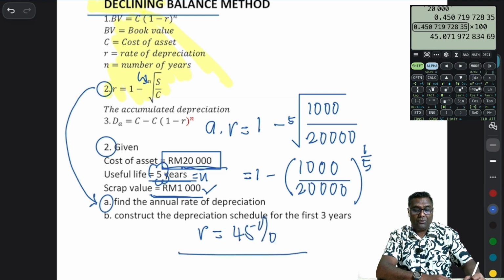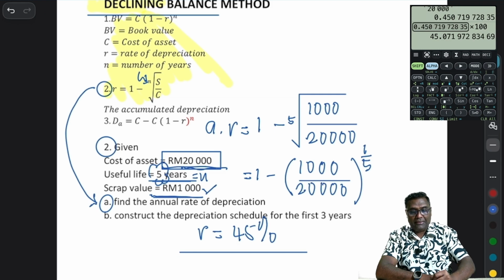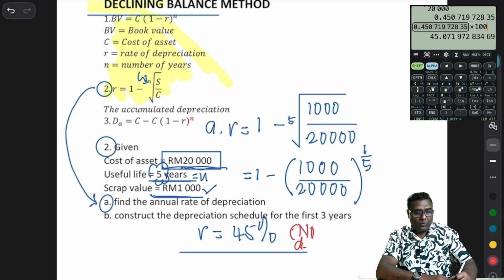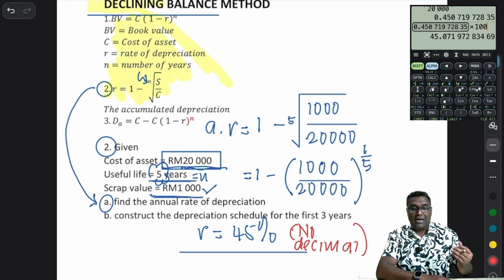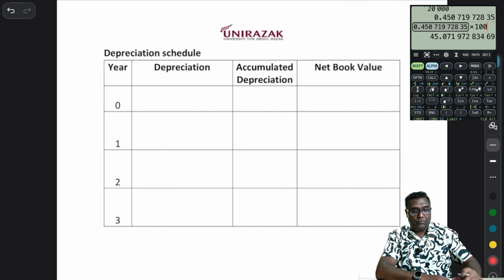This is how we calculate. So I put a remark here: I don't need decimals, no decimal required for the percentage. So I put it as 45%. Now I got the rate. Now I can construct the depreciation schedule. So that is what I'm going to do.